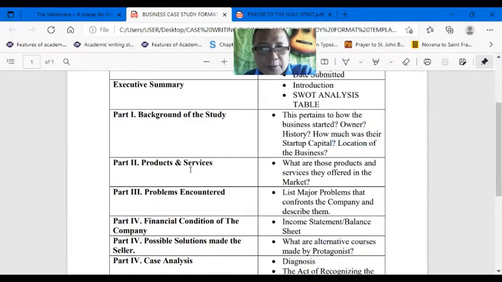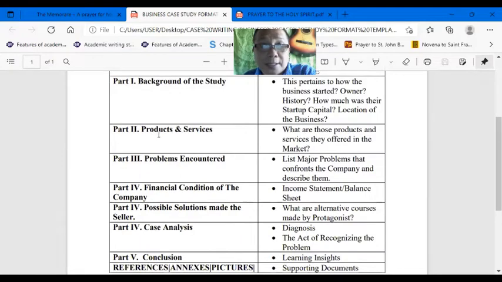And of course, under part 2, their products and services. What are their products and what are their services? So you have to list all the products and services they offer in the market. Is the company into online selling? You also have to write it here. So most probably under products and services, just like in our feasibility study, we do a market description of the product and their services. Of course, this is a very important content of our case study.